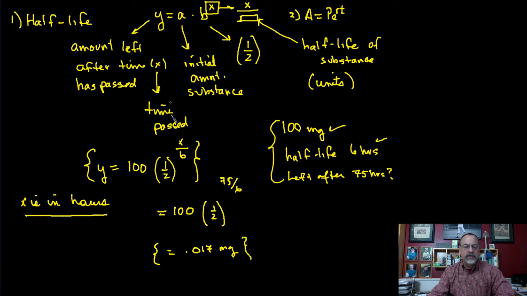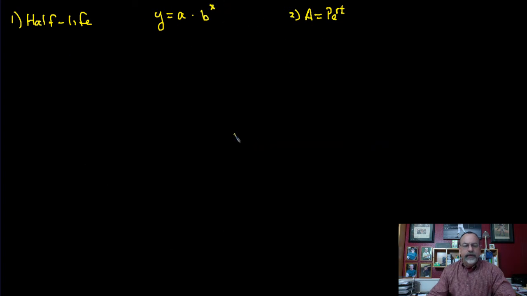Again, the parts of the exponential expression are the same. We have our initial amount, we have our growth or decay factor, then we're simply substituting in values. Again, the only thing that changes really is this exponent, where we want to make this denominator the half-life of the substance. The second application of the exponential function is what we call PERT, and this is a financial problem.